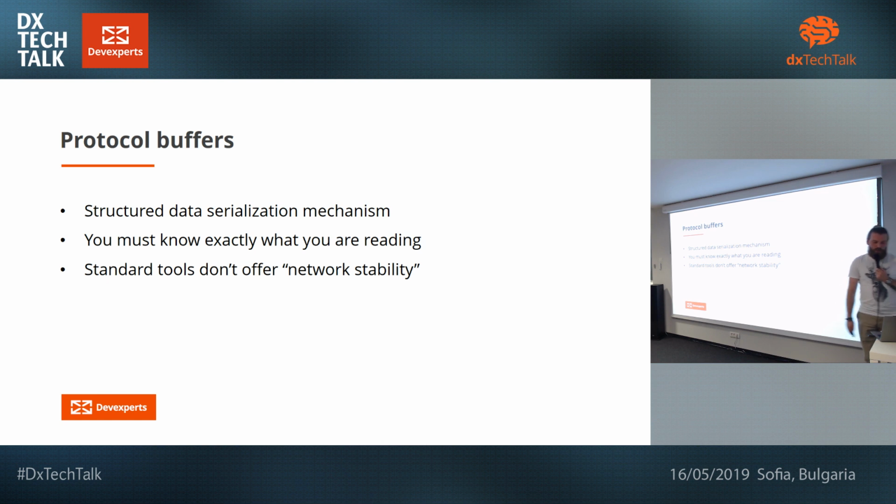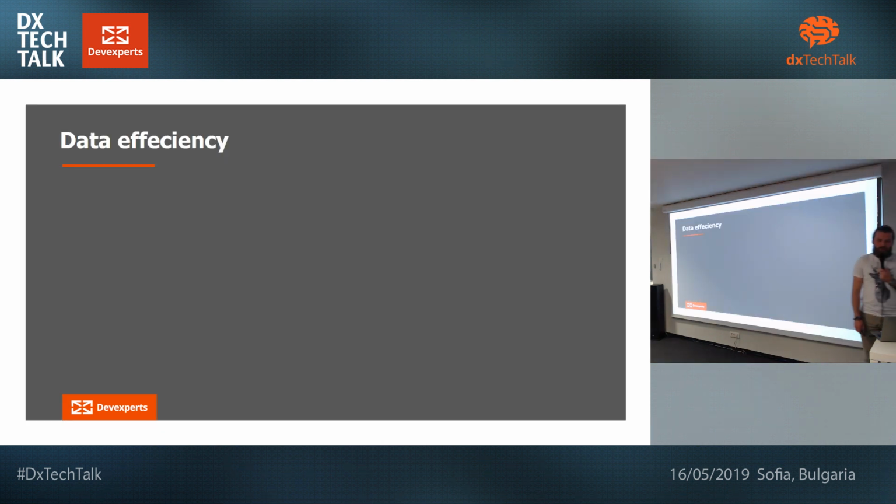So let's go further. Let's speak about data efficiency, because Google also have some smart things in their protocol buffers in order to save bytes. We also do it in a quite different way, but the most important is that we don't treat our data as just a bunch of bytes. We know exactly what these bytes are, and we can be a little bit more data aware here.